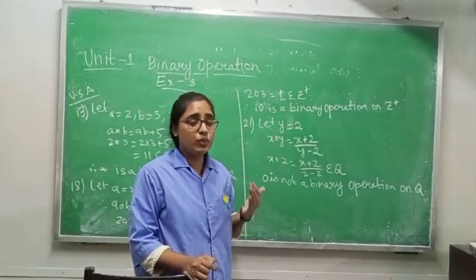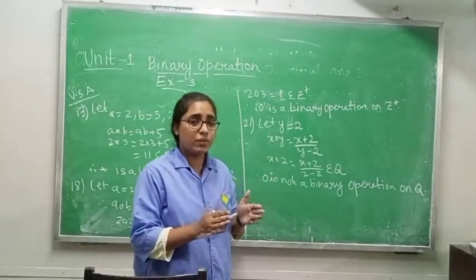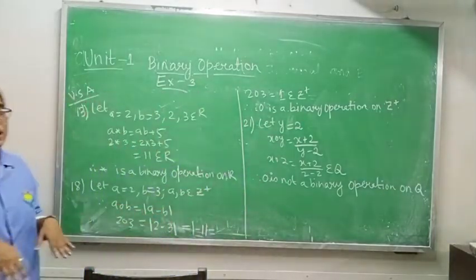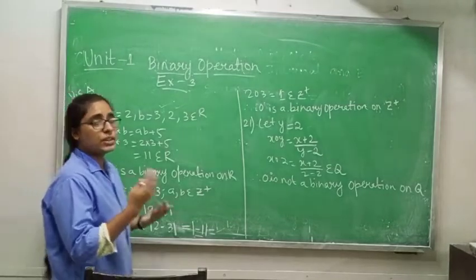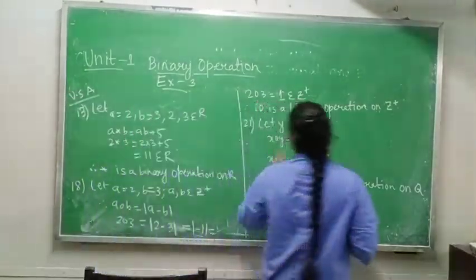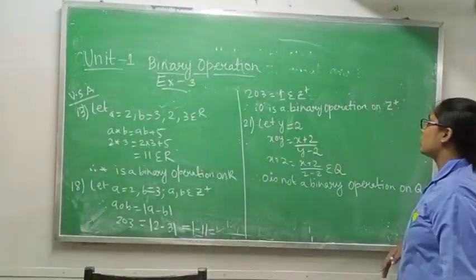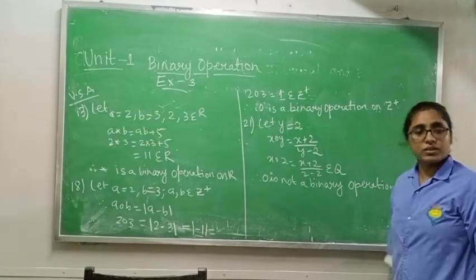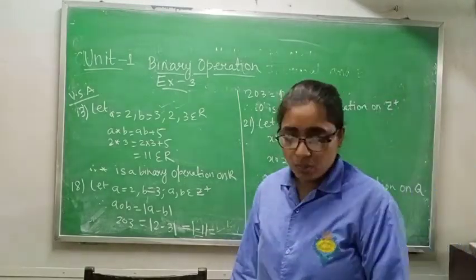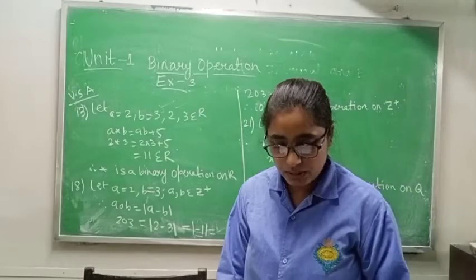Whatever value you take for Z, if it is coming in minus, this mod will remove that minus sign and your answer will become positive. It means that circle is a binary operation on Z plus. Understood? Now come to question number 21.